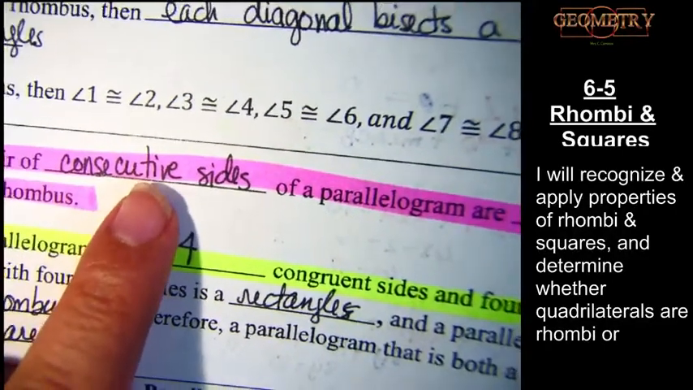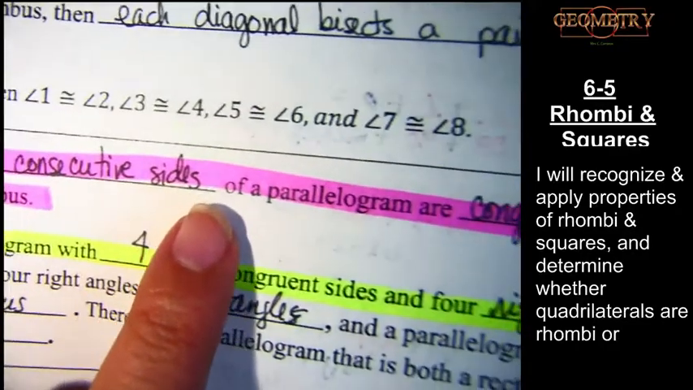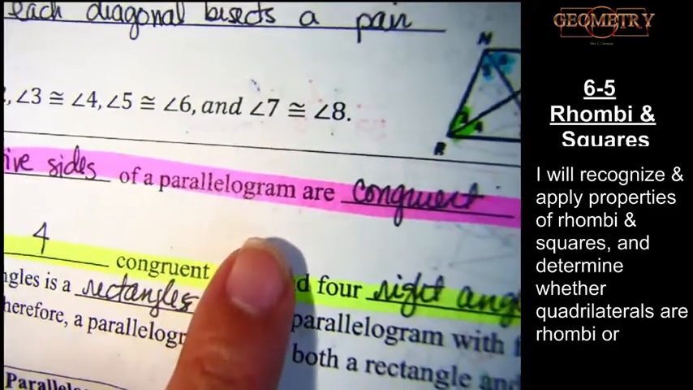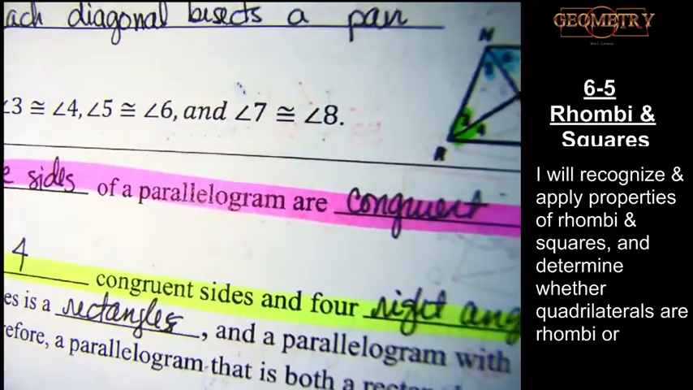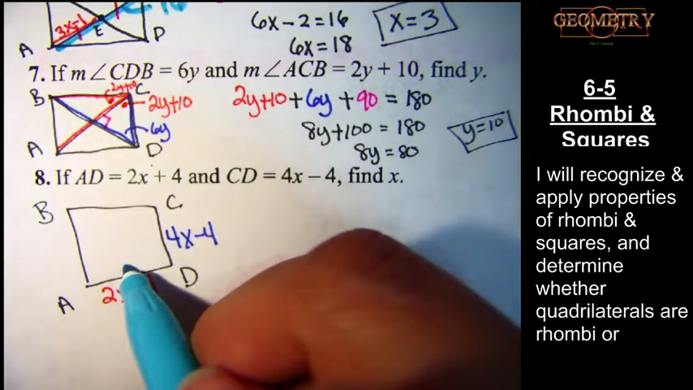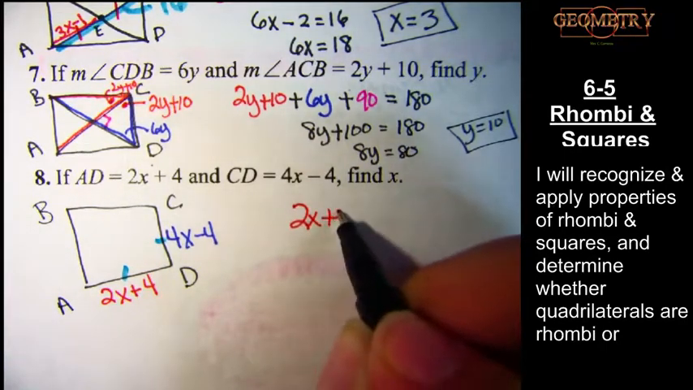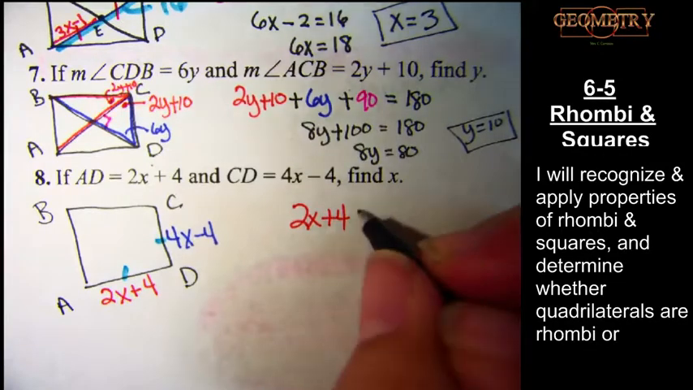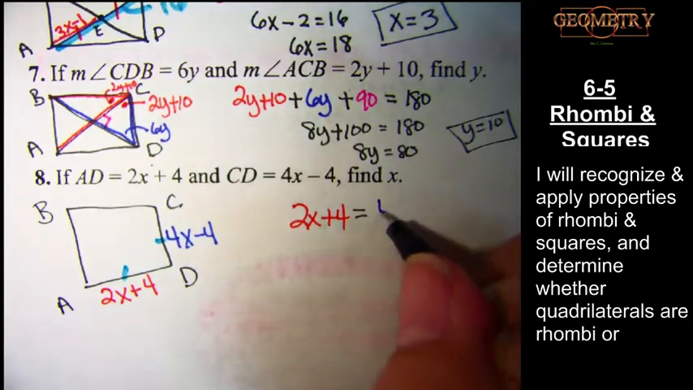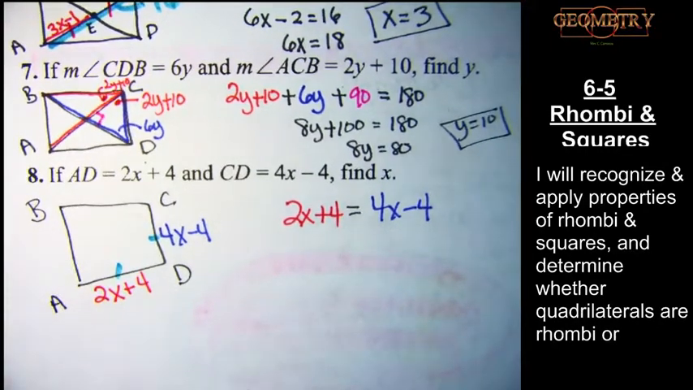But I've got this little saying here that says in a rhombus, consecutive sides are congruent. Right? So in a rhombus, all four sides are congruent, aren't they? Which means this side has the same measure as this side, and so I can write my equation as 2x plus 4 equals 4x minus 4. Which then I can solve for x.